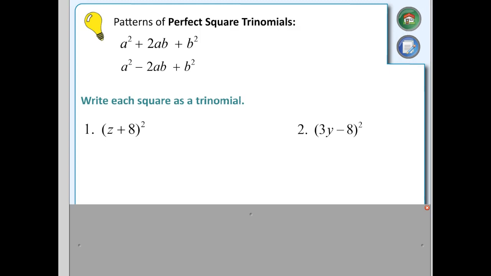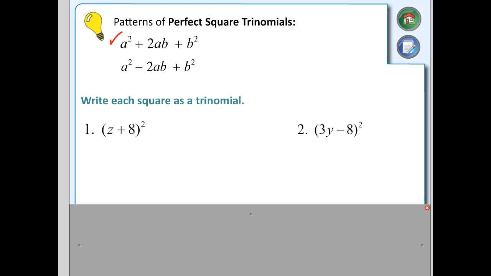Some students look at number 1, and they say, oh, that's z squared plus 64. Okay? That's a big bozo no-no. You cannot say z squared plus 64, because you've only multiplied the first and the last. You forgot about the middle, so we can't do that. We've got to follow the pattern. Now, for the first one, it's plus.